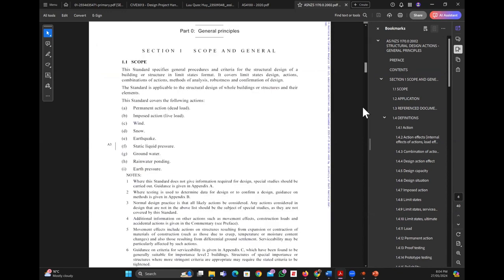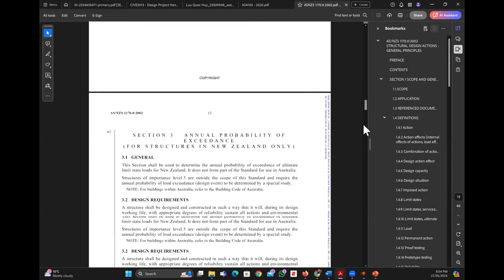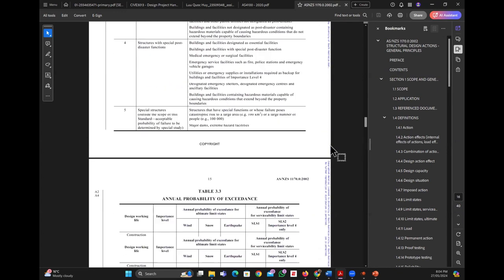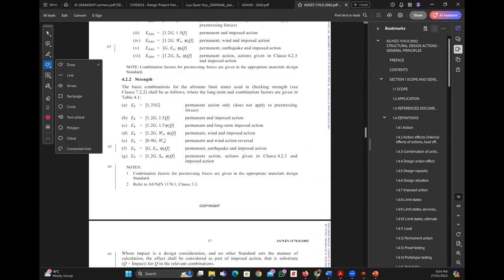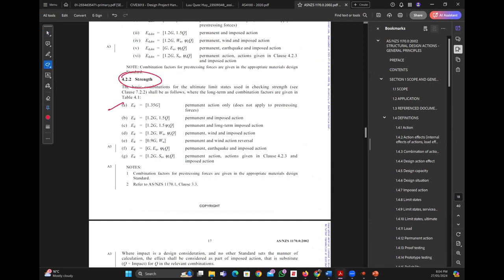The other standard? Yep. If we look here, these are our strength combinations. We have Ed equal to 1.35G, Ed equal to 1.2G plus 1.5Q, and Ed equal to 1.2G plus 1.5 psi L Q. This one has wind, we don't have wind. And these are for earthquakes, we don't have earthquakes. So we have 3 load combinations.